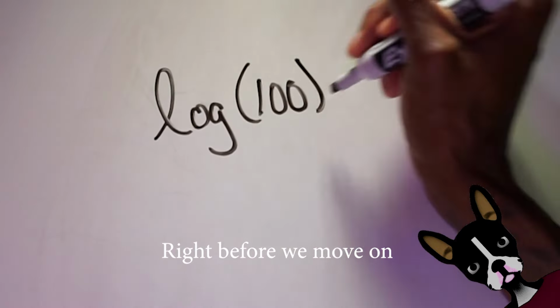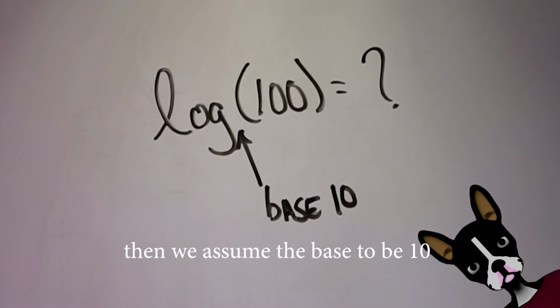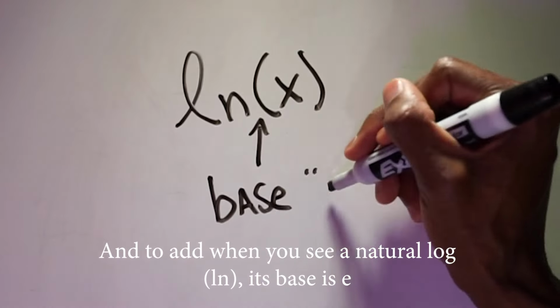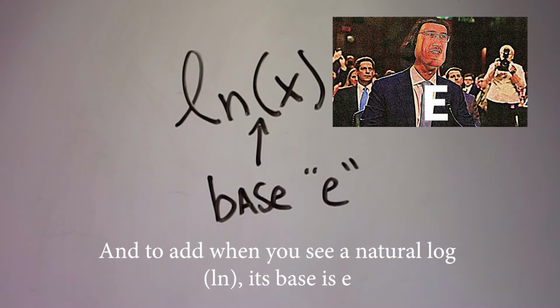Right before we move on, it's good to know that if a log doesn't have a base, then we automatically assume that the base is 10. And to add, if you see a natural log, ln, its base is e.